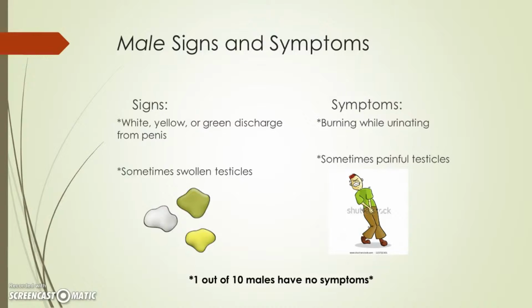The signs of gonorrhea in males are white, yellow, or green discharge from the penis and sometimes swollen testicles. The symptoms in males are burning while urinating and sometimes painful testicles. 1 out of 10 males have no symptoms.